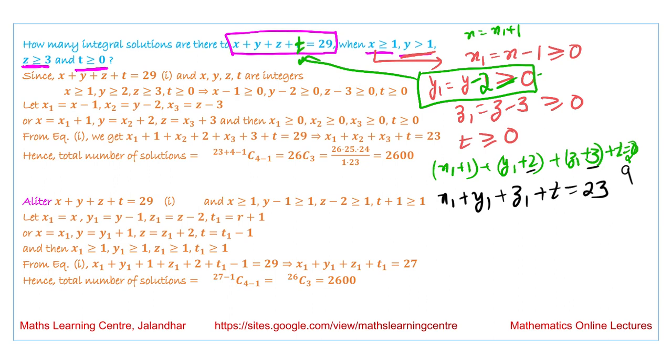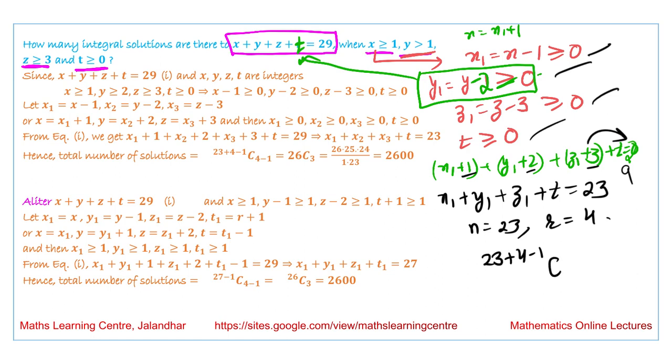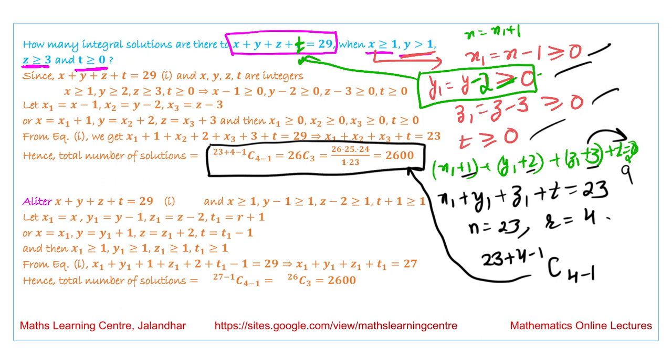On the left side we have 1 plus 2 plus 3, that is 6, and on the right side it is 23. So the total value of n is 23, the value of r is 4, the number of groups is 4, and the condition is greater than or equal to. So the answer we obtain is 23 plus 4 minus 1 C 4 minus 1, and on solving this we obtain 26 C3, that is equal to 2600. So these are the total number of ways we have in this case.